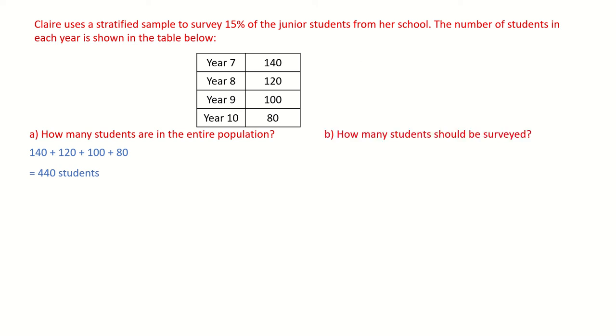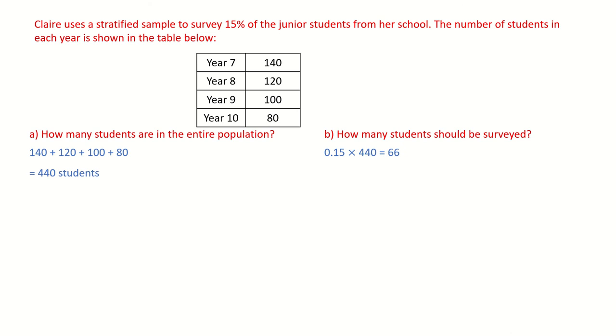So how many students should be surveyed? We're only surveying 15% of this whole population. So we just have to find 15% of 440, and to find 15% of something, you could just multiply it by 0.15, which gets us, we want 66 students to be surveyed. If we were just going to do a random sample with no system, we could just pull out 66 kids from that entire group, and that would be 15%.